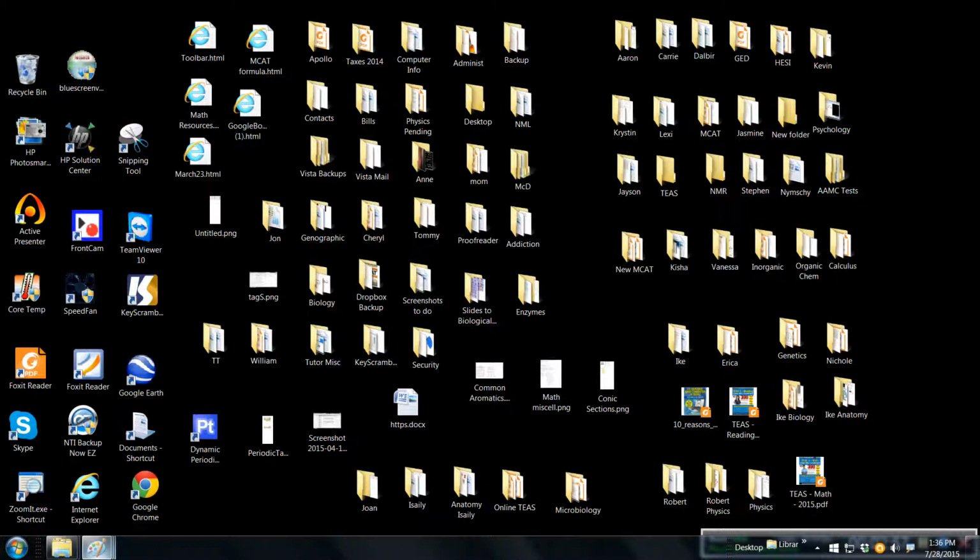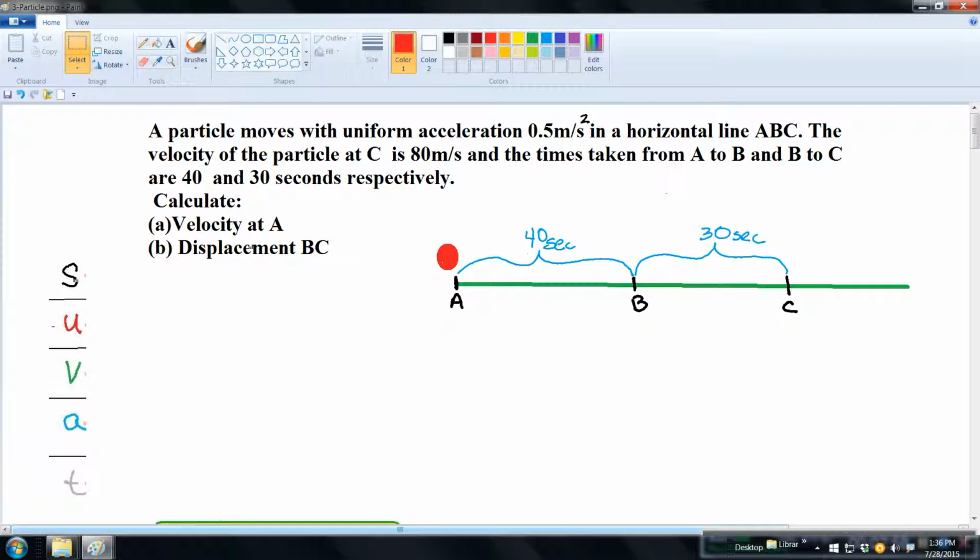Okay, so our first problem today is a 2-part problem. A particle moves with a uniform acceleration of 0.5 meters per second squared in a horizontal line ABC. The velocity of the particle at C, right here, is 80 meters per second, and the times taken from A to B, 40 seconds, and B to C, 30 seconds respectively. So we want to calculate the velocity at A.